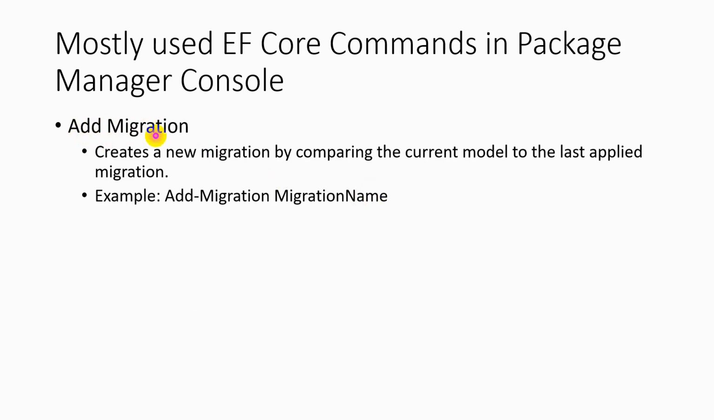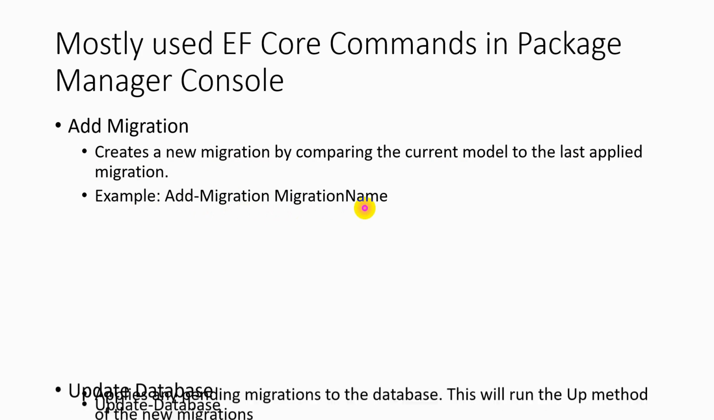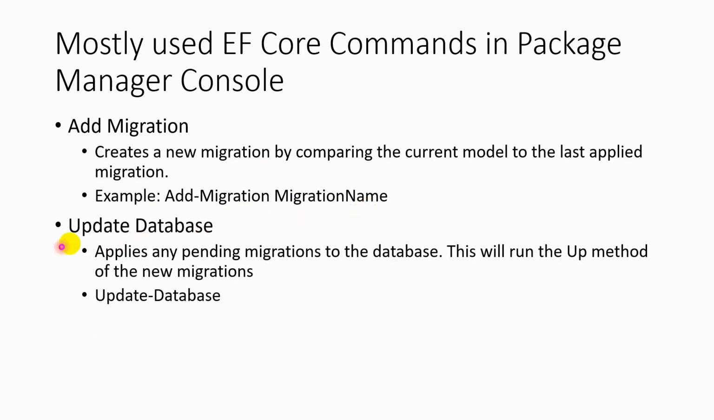First command is add migration. Creates a new migration by comparing the current model to the last applied migration. Example is Add-Migration and then specify any name, that is basically the name of the migration. Second command is update database. Applies any pending migrations to the database. This will run the Up method of the new migrations.